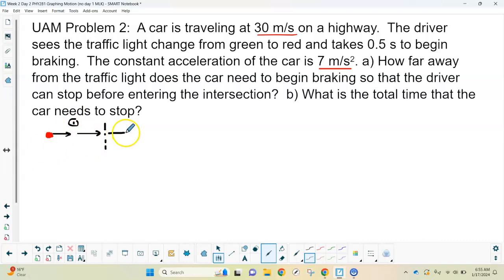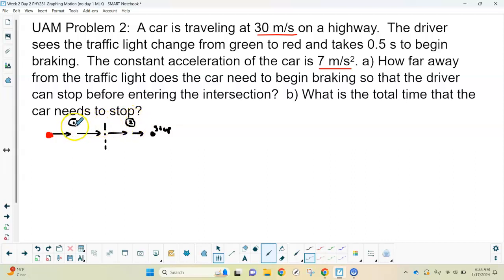Then after that, the car starts to brake. And when you brake, you slow down, so I'm going to make the arrows get smaller. Eventually, the car is going to stop, so I'm going to put an arrow there too, and write stop. And I'm going to just say this is section 2. So we have 2 different sections.